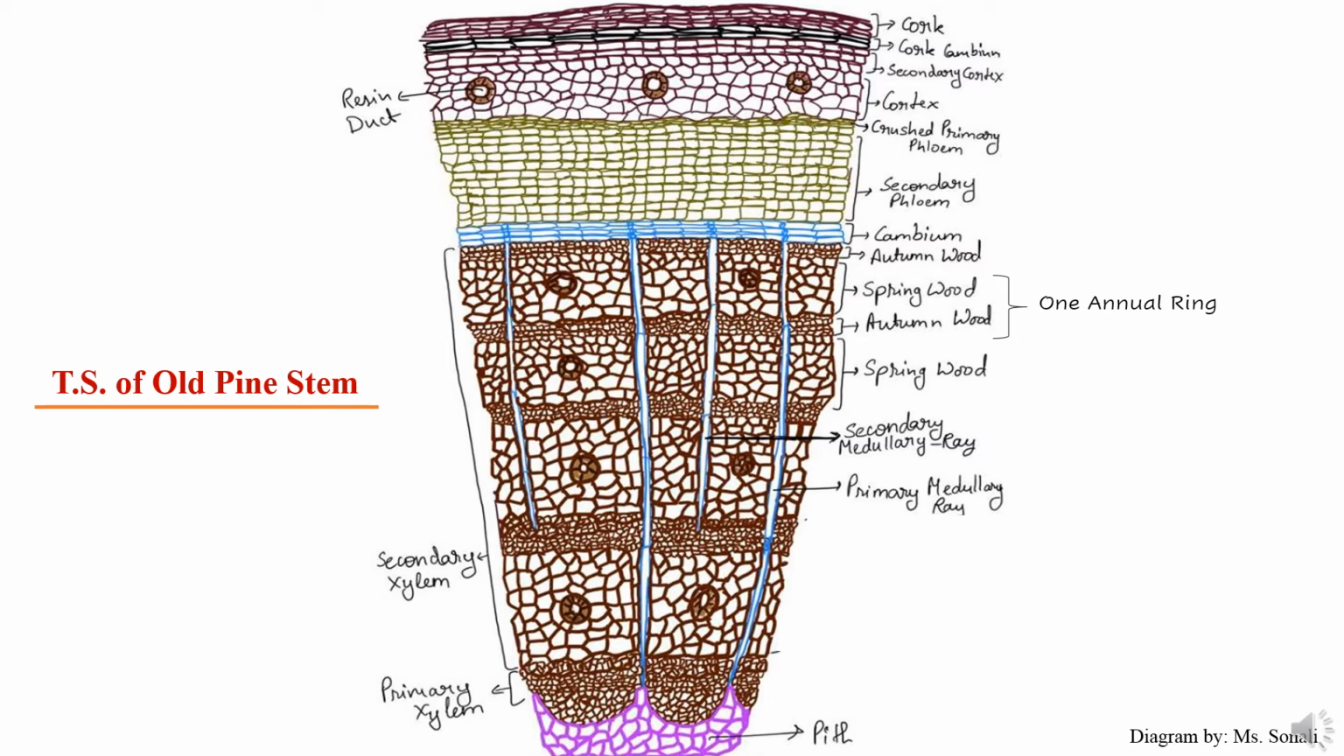These rings are often used to calculate the age of the plant. One light and one dark ring is equal to 1 year of age.